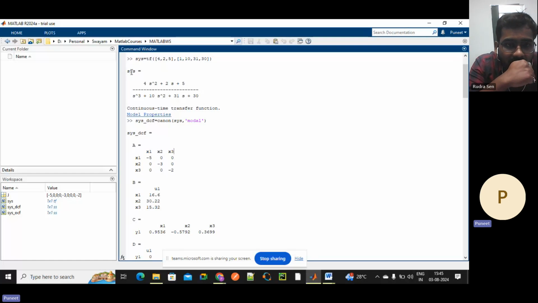So I have taken a system variable, sys, where I have transformed it. This is my canonical form, and this is where I am getting these values. Whereas what we know is the A matrix, minus 2, minus 3, minus 5.